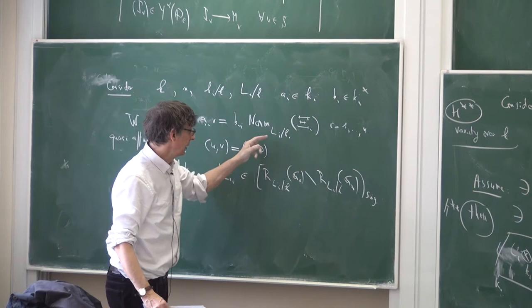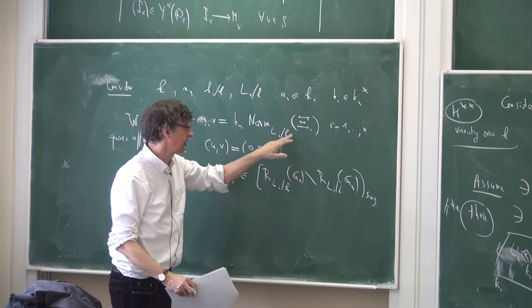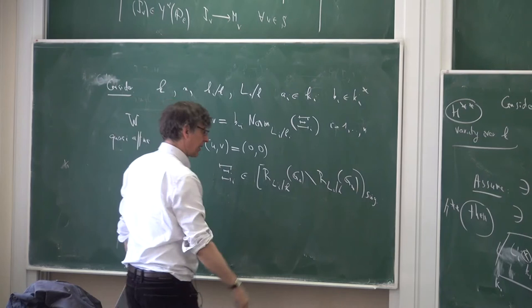So the Xi lives in, as I said, remember the Xi lived in this group, in this thing here. The Xi was a variable in Li, so it corresponded to something here. Now, what is this singular locus? Let's look at a simple case.